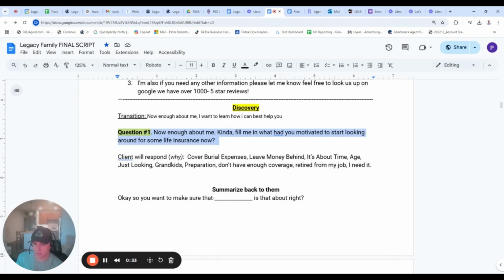Question number 1 is this. You can see it's highlighted. Now, enough about me, John. Kind of fill me in. What had you motivated to start looking around for some life insurance now? So this question you're going to deliver with curiosity. Our goal is to help them understand. We're just trying to figure out why they started looking around for life insurance.